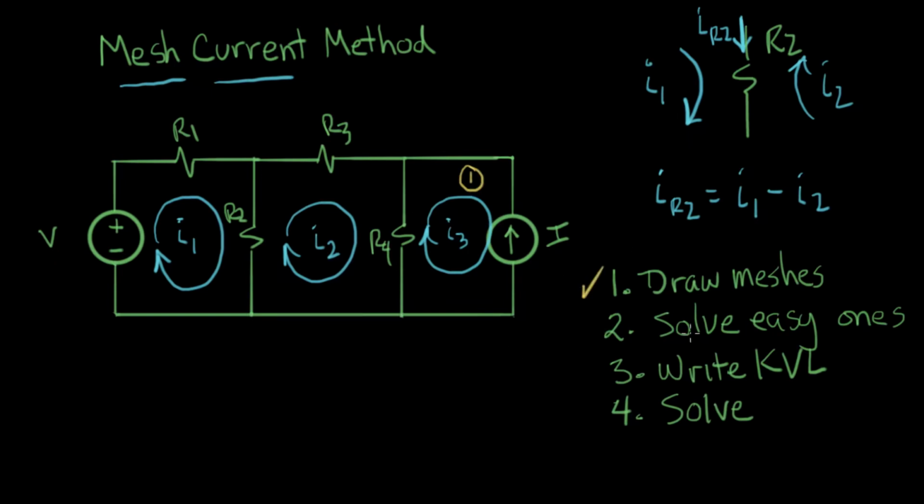Step two is solve for the easy ones, and we think I3 counts as an easy one. I3 flows down through the current source, so step 2 is I3 equals negative I, because they're pointing in opposite directions. But that's it. That's the easy one. We've done that. Now we get to the next step.